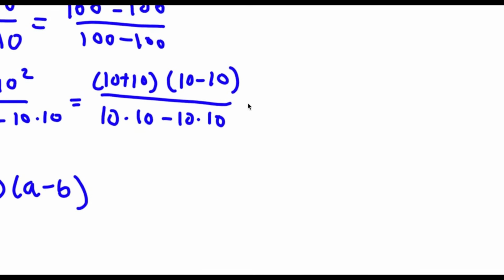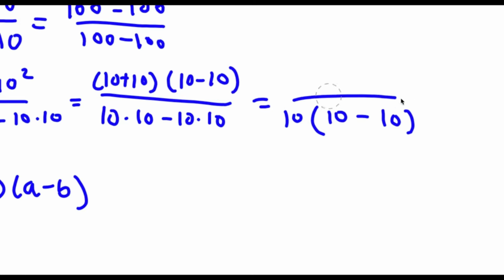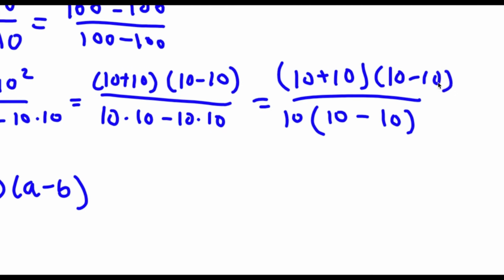And now from here, I can actually factor out 10 from this. So if I factor out 10 from 10 times 10 minus 10 times 10, I get 10 times, well, 10 times 10 divided by 10 is simply 10, minus 10 times 10 divided by 10 is 10 as well. So my numerator is still 10 plus 10 over 10 minus 10.